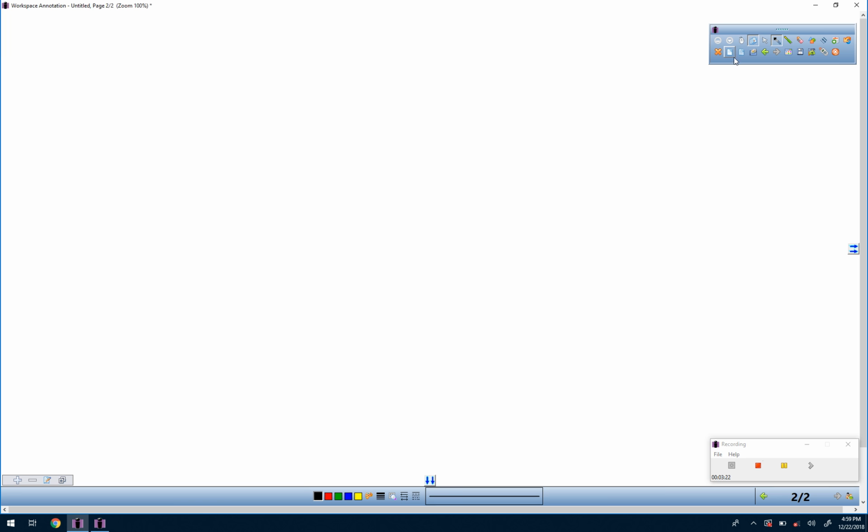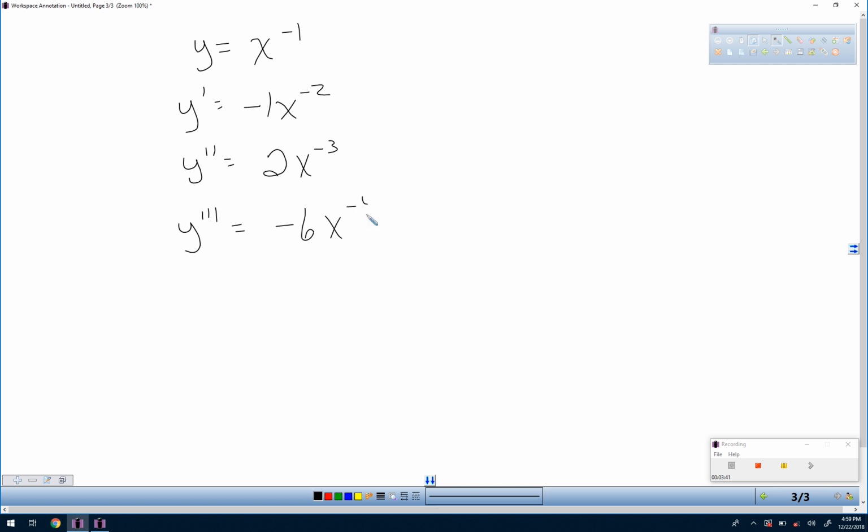Another example is, let's say I wanted you to find the first 4 derivatives of the function y equal to x to the -1. Well, the first derivative would simply be -1x to the -2. The second derivative would simply be 2x to the -3. The third derivative would simply be -6x to the -4. And then the fourth derivative would simply be 24x to the -5th. And so you could just repeat that and continue it on indefinitely, even applying the product rule to it.